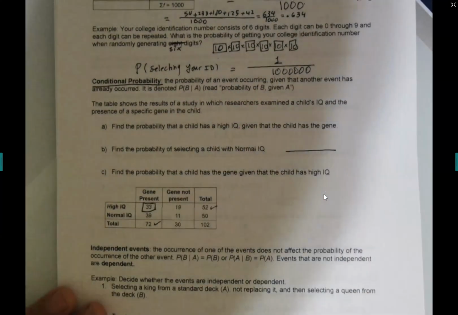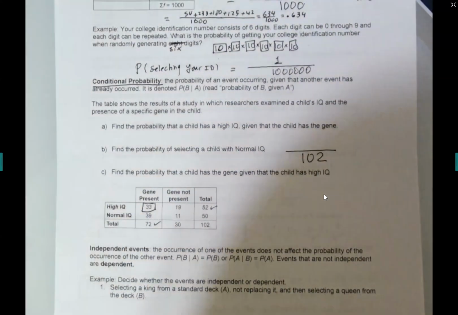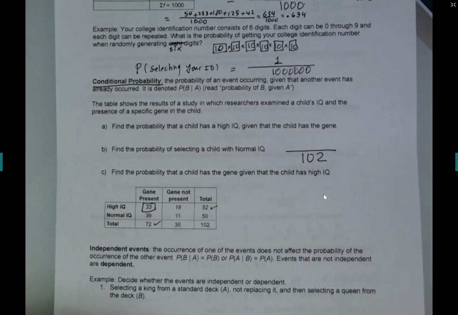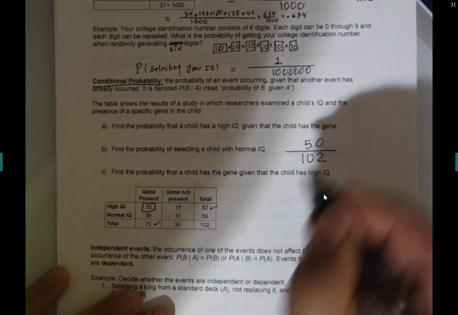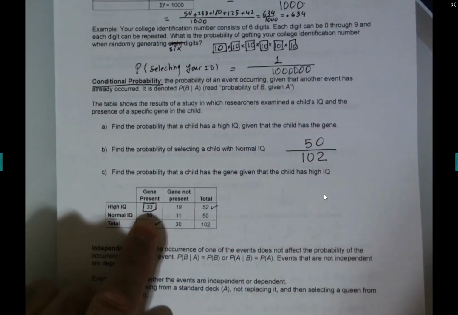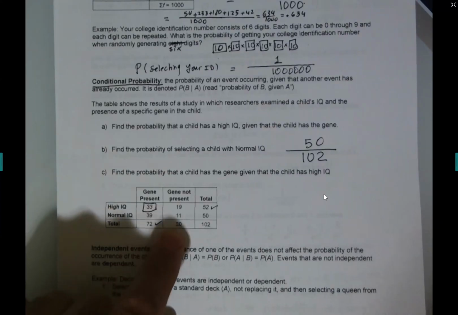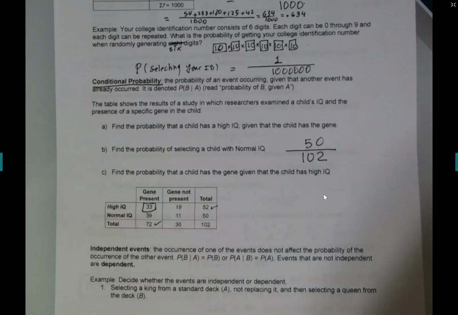50 out of 102. Okay, so the grand total is 102, guys. Remember, the denominator is all possible outcomes. I agree. Now, normal IQ, your friend says 50 because she looked at the total of normal IQ and she said 50, which is correct. 50 out of 102. It would be wrong to say 39, guys, because 39 is not all the normal IQ. It's normal IQ and the gene present. It's wrong to say 11 because 11 is normal IQ and gene not present. We want all normal IQ, regardless of whether the gene is present or not present. So 50 out of 102.